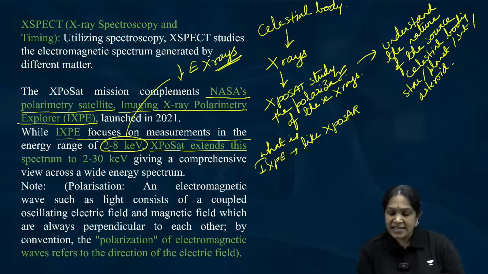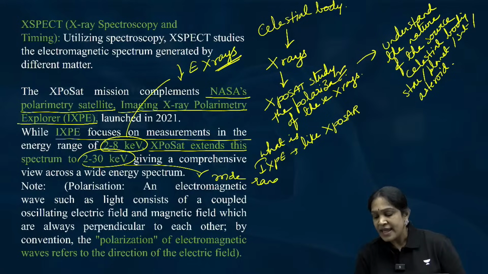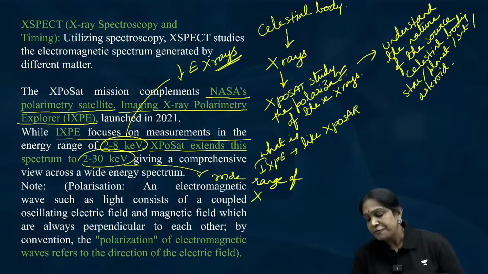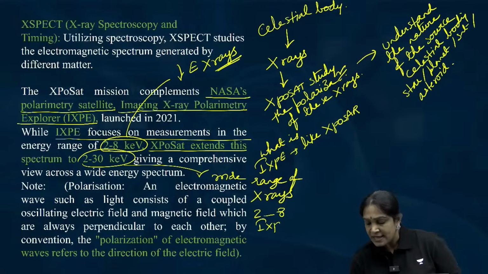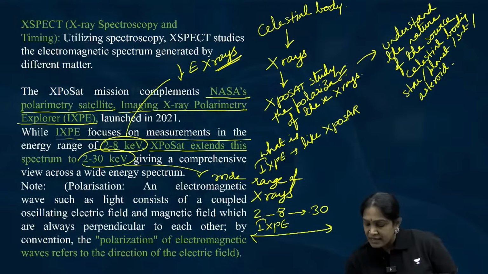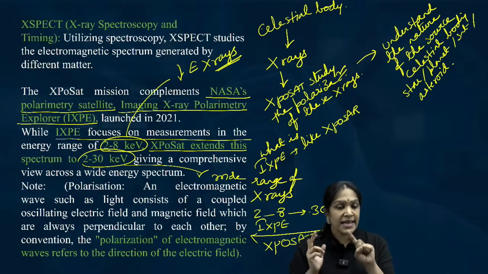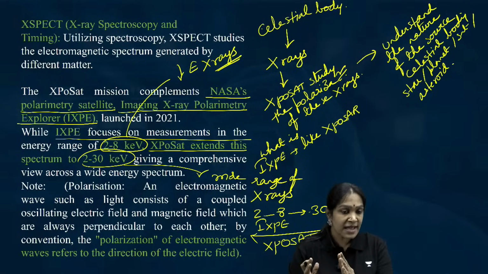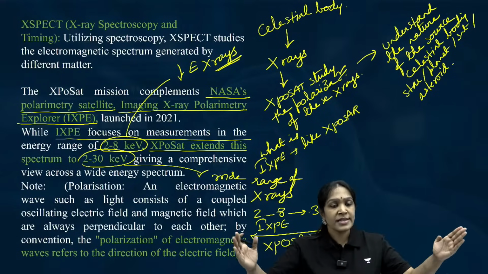Whereas XPOSAT is studying the polarization of a more range of X-rays. 2 to 8 is IXPE, 2 to 30 is XPOSAT. Yes, clear for all of you? So, NASA's IXPE, ISRO's XPOSAT, which is covering more range of X-rays.